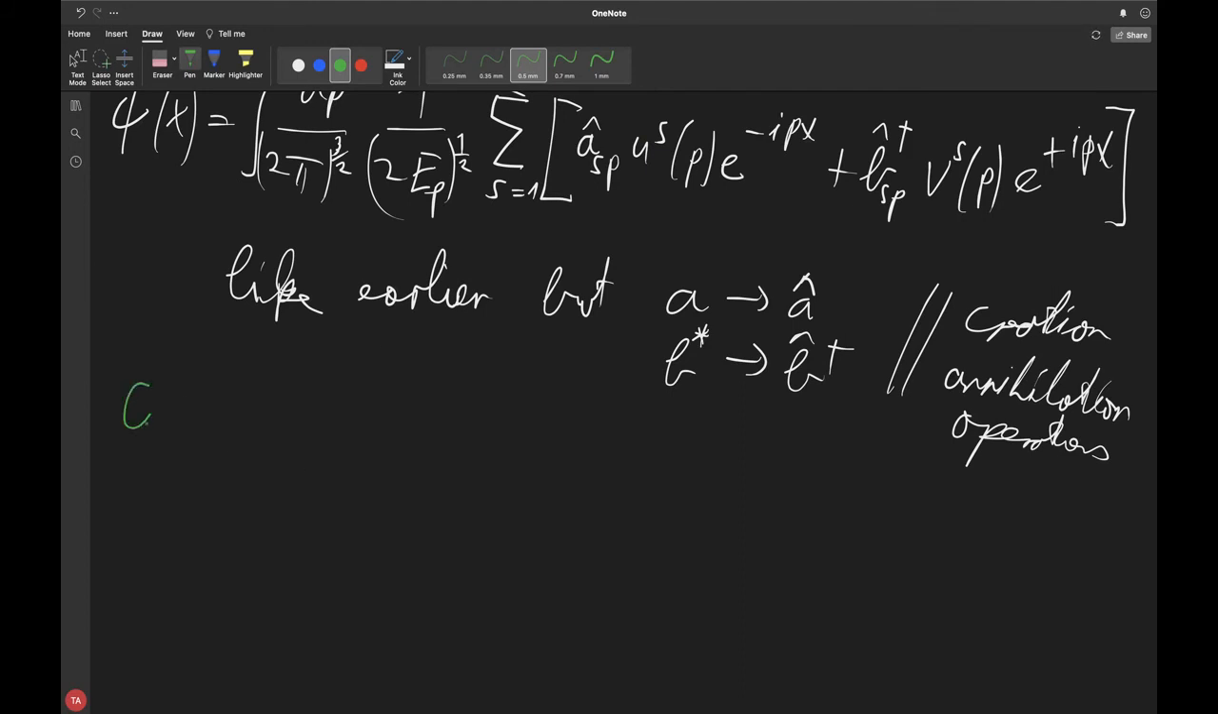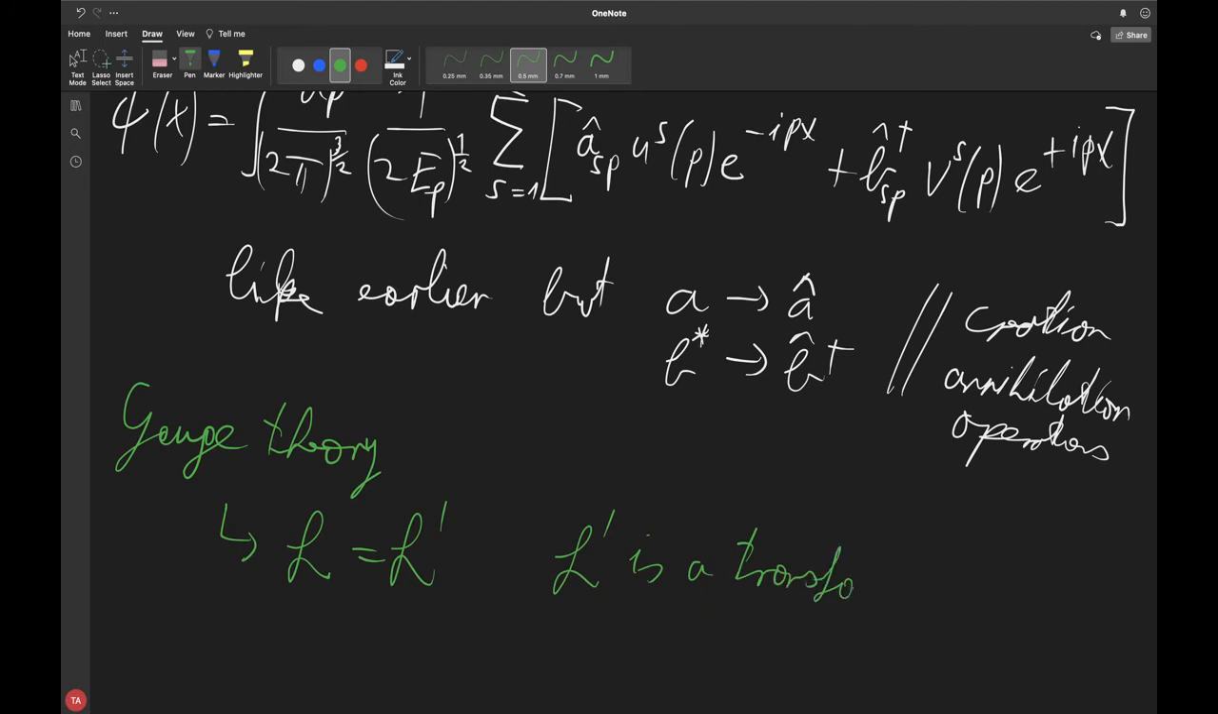Gauge theory. Gauge theory is a theory if the Lagrangian of the theory is invariant under certain transformation. So the Lagrangian is the same as the Lagrangian after a transformation. So Lagrangian prime is the transformed Lagrangian.